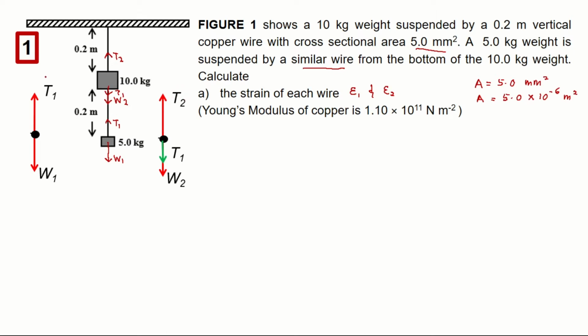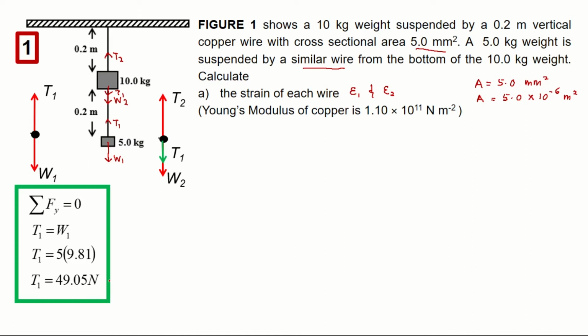Okay, so we refer to the first free body diagram here. The system is at rest, so net force Fy must equal to 0. So T1 equals to weight 1. Weight 1 equals to 5 kg times 9.81. So you can determine T1. You get T1 equals to 49.05 Newton.